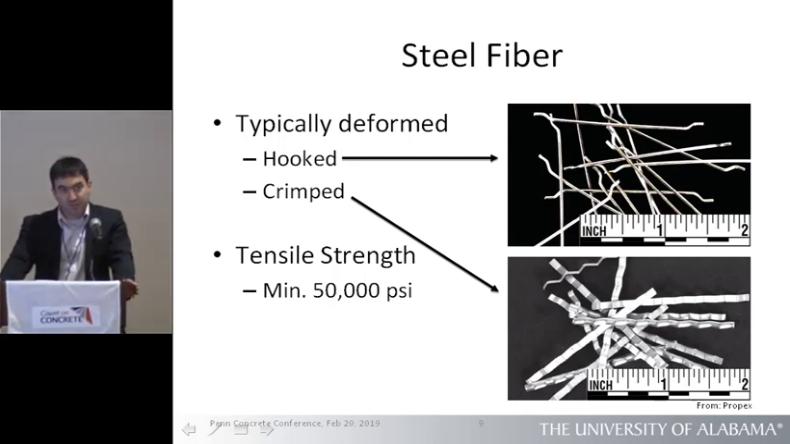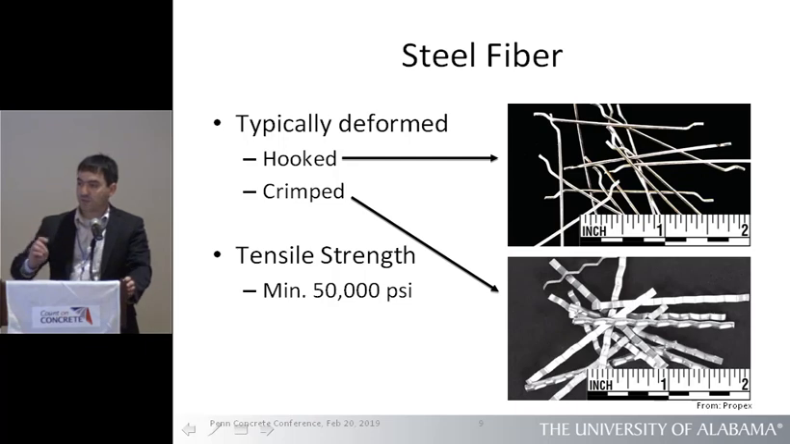They're usually deformed, with the exception of maybe ultra high performance concrete, UHPC. We typically do not add straight, smooth fibers to concrete pavements. They usually are hooked or crimped. Something mechanical deforms it so that it has good mechanical bonding inside the concrete. And that ASTM A820 standard specifies that the steel used must have a minimum tensile strength of 50,000 psi.